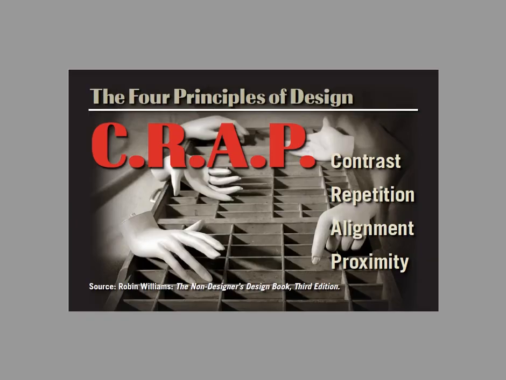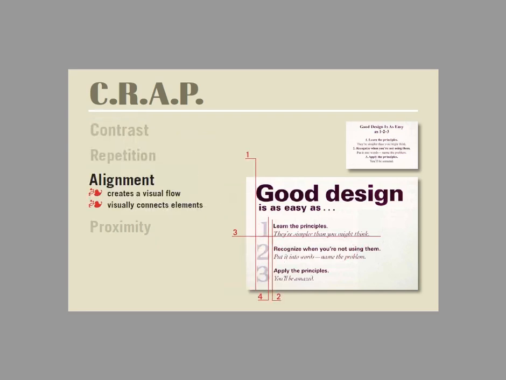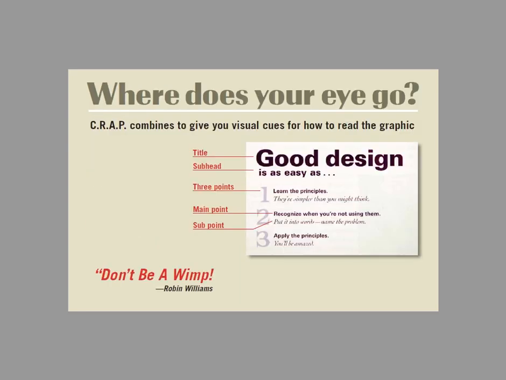And we discussed the 4 design principles: contrast, repetition, alignment, and proximity. We also looked at Robin Williams' strong advice: don't be a wimp. When making decisions with these principles to produce a strong visual statement, organized in a way that facilitates viewer comprehension, you don't make subtle differences in contrast, repetition, alignment, or proximity. Make it strong.